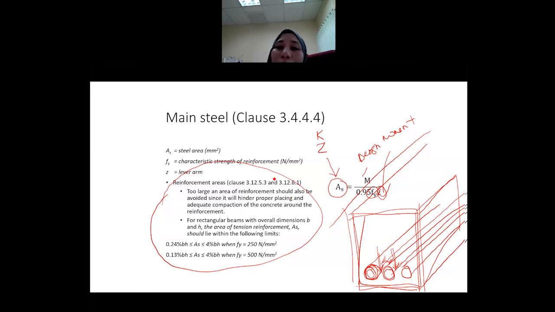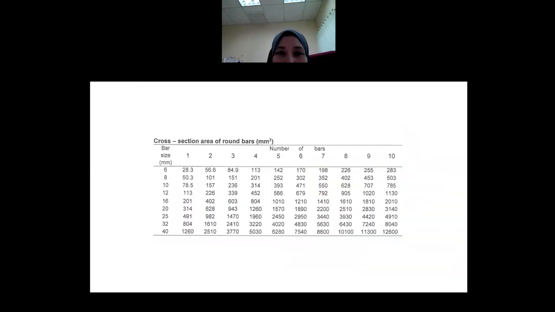Okay, so dia tak boleh terlampau rapat. Okay. So this is how we going to calculate macam mana kita nak tahu berapa banyak area yang kita perlu provide, but I have a simpler way to measure this one, tak payah pakai this one lah. Nanti kita belajar on that part.